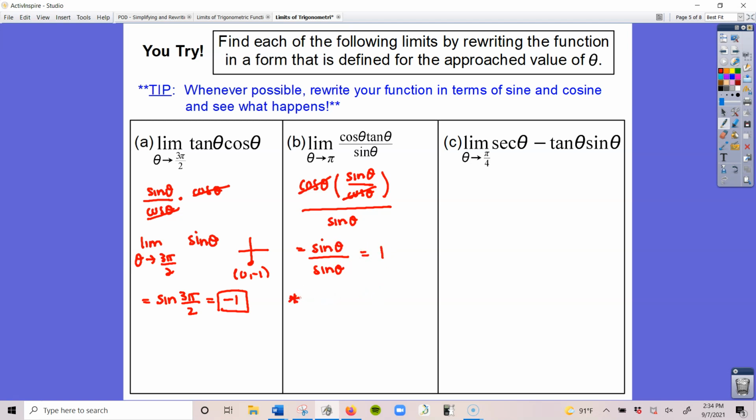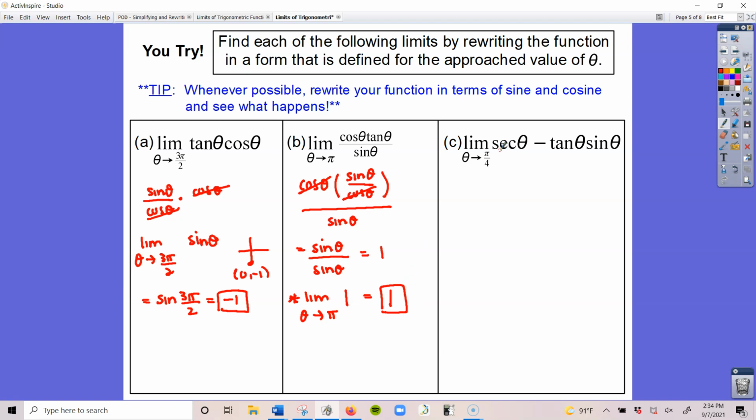So this is my limit. The limit as theta approaches pi of 1. Anytime that you're finding the limit of a constant, remember that that is just equal to the constant. So this is my answer, 1.